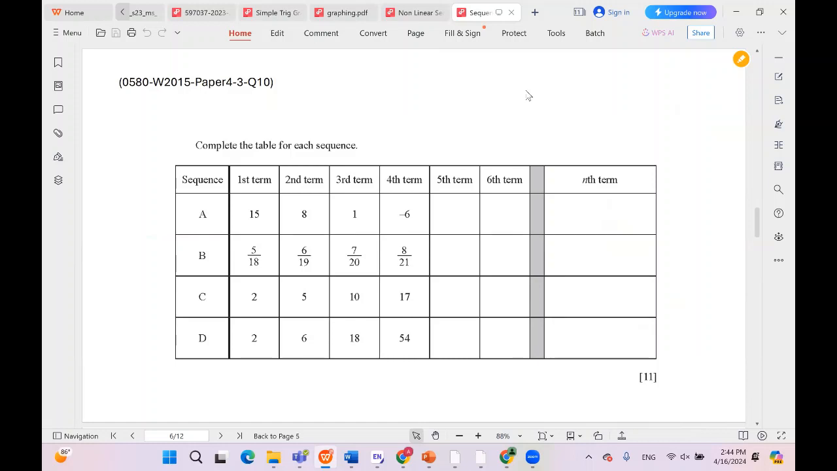Again, here we have sequences and we want to complete the table for each sequence. So for the first sequence, we have 15, 8, 1. So to go from 15 to 8, you minus 7, here you minus 7, and here you minus 7. So this is a linear sequence. Un equals an plus b. The first term is 15. The a is -7, and n is 1. We have plus b. We take the -7 to the other side, so we get 22 equals b.